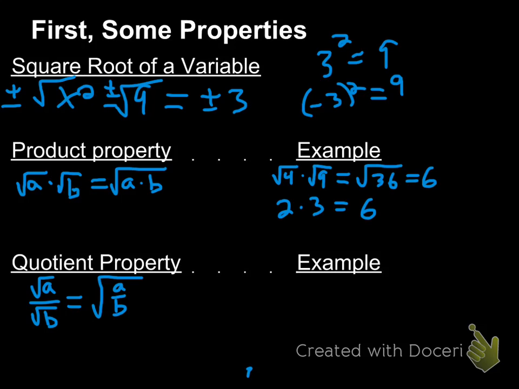An example of this might be something like the square root of 6 divided by the square root of 9. That is the same as the square root of 6 over 9. And actually, I probably should have used 4, but that's what it would look like in an example.